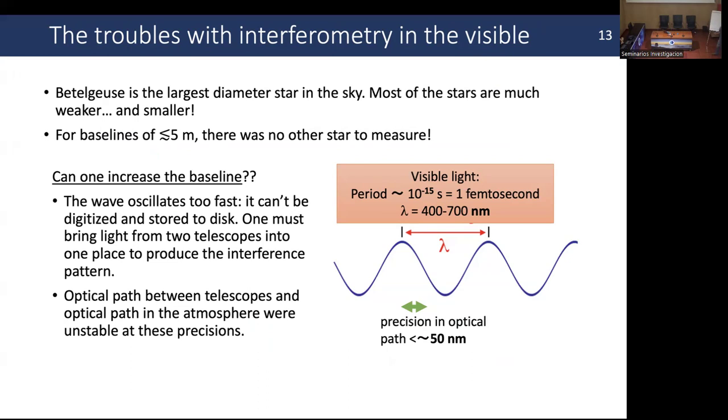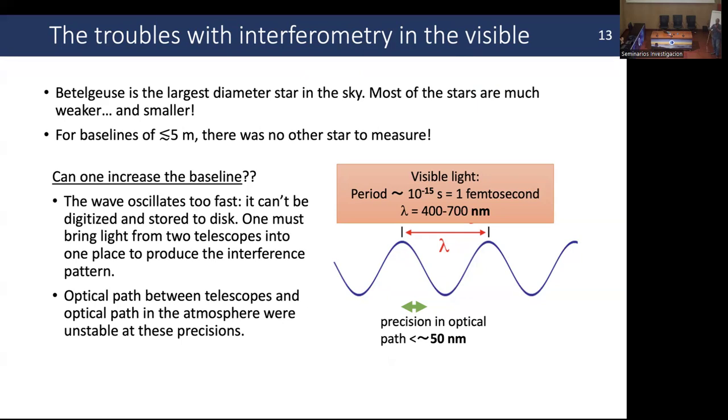Most of the stars are weaker and smaller, okay? So with a baseline of less than 5 meters, it was impossible to measure any other star, simply. And the point here is that it's very difficult to increase the baseline. Why? Because the wave oscillates very fast, so you cannot digitize the wave.